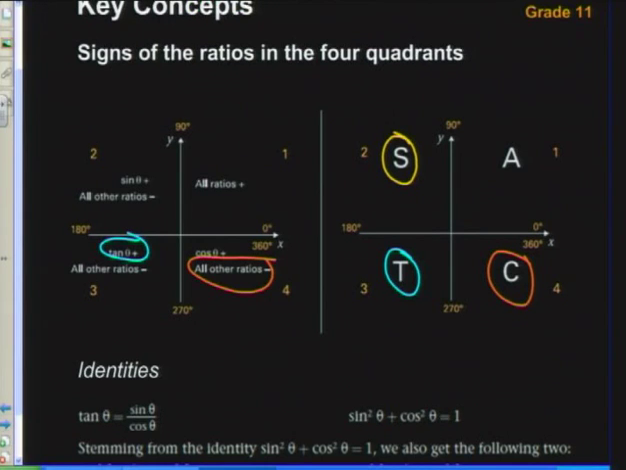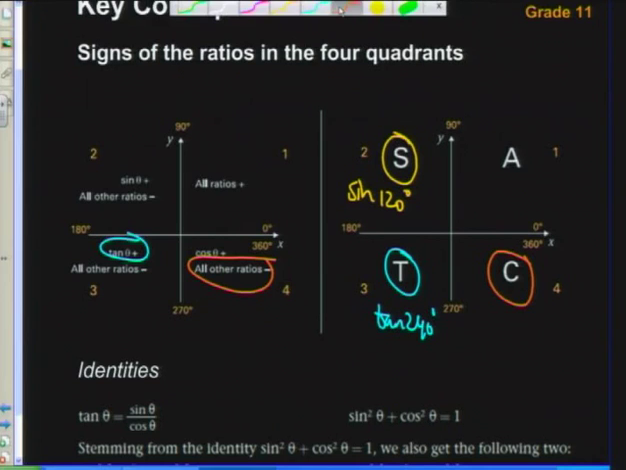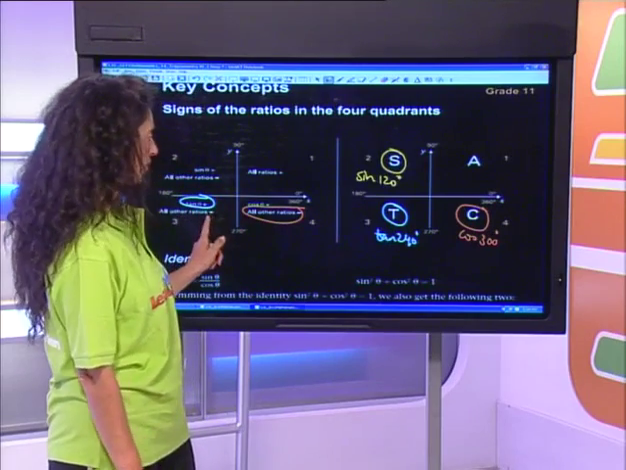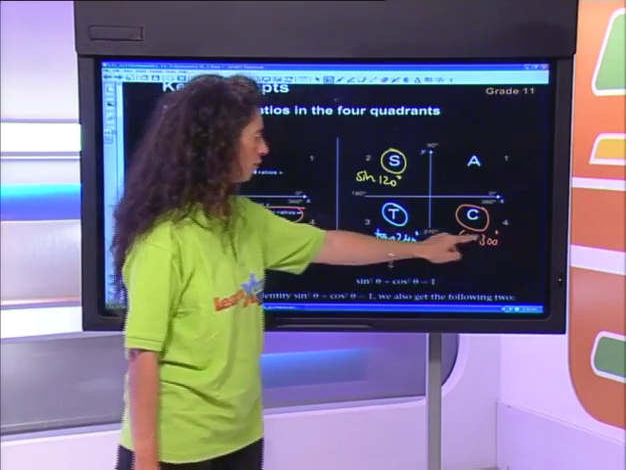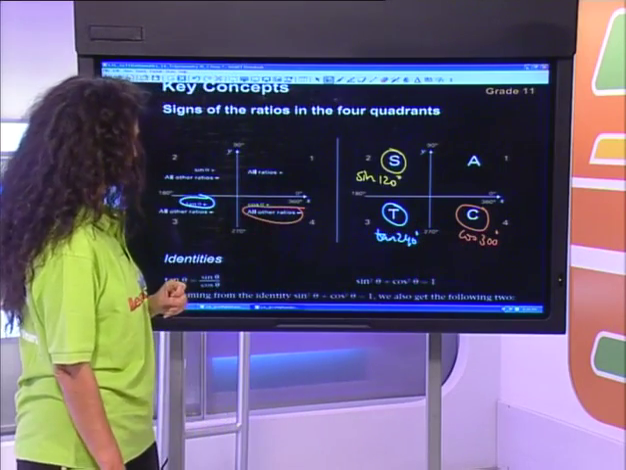So what we're saying, for example, is that sine of 120 will be positive. The tan of 240 will be positive. The cos of 300 will be positive. But the cos of 120 and the tan of 120 will be negative because all other ratios are negative. The sine of 240 and the cos of 240 will be negative because all other ratios are negative. And for example, cos 300 will be positive, so sine of 300 and tan of 300 would all be negative.